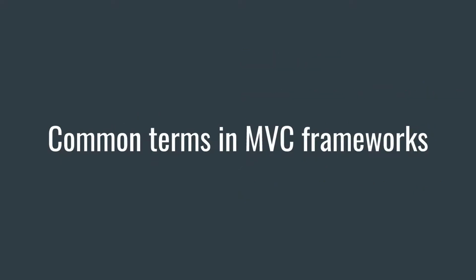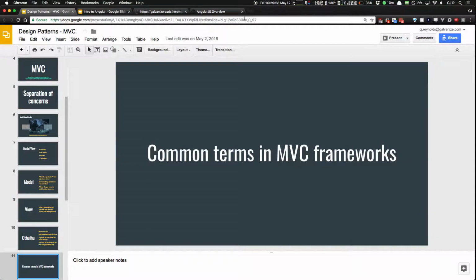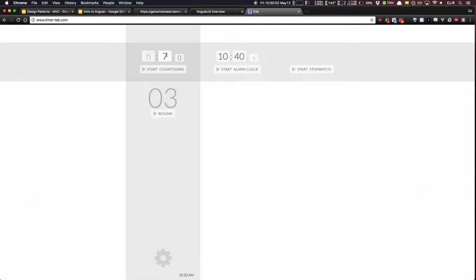Let's do some quick checks for understanding. So let's do 20 seconds on the clock. Just think to yourself, what is the model, what is the view, and what is the controller? Not 20 minutes.